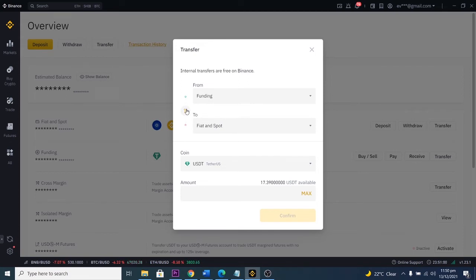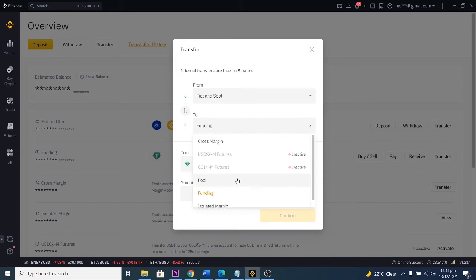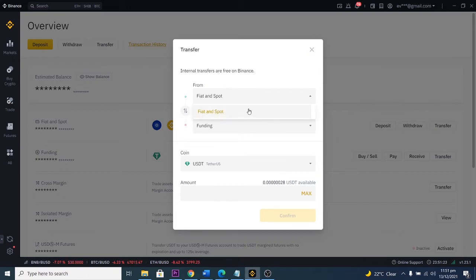Something actually happened here. When I want to transfer it from my funding, when I click on this one the other time, I didn't actually see funding. So you can just click on funding, whichever one you want. You can click on it here, and then you can swap it, because the money is in funding. When I searched here the other time, I couldn't see funding.